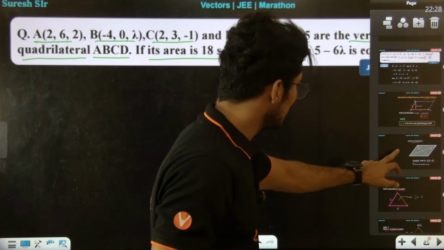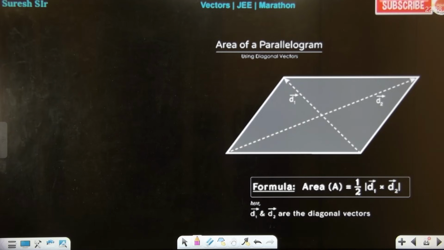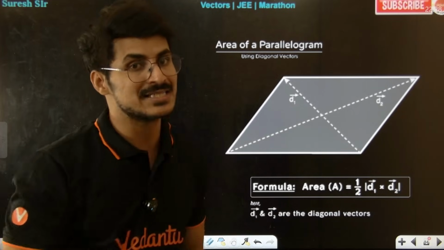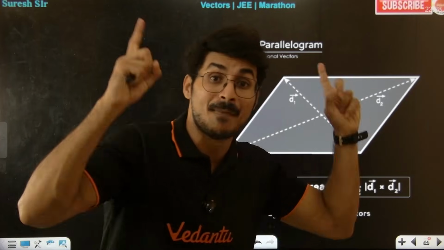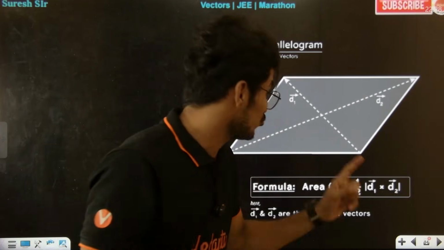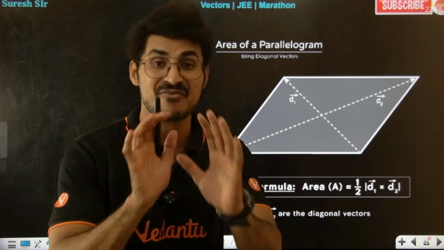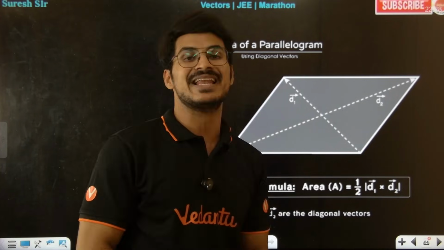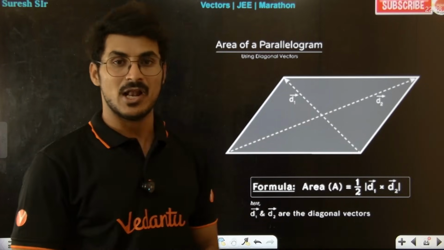What do we do, sir? In the formula, we have this formula, right? Half into magnitude of D1 cross D2, correct? So when the area of the parallelogram is asked with diagonals given to us, it is half into magnitude of D1 cross D2. Sir, this formula is going to work for every quadrilateral. If I am finding the area having diagonals in mind, then we can always use this formula.